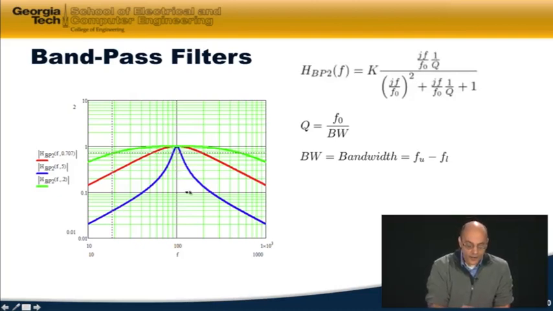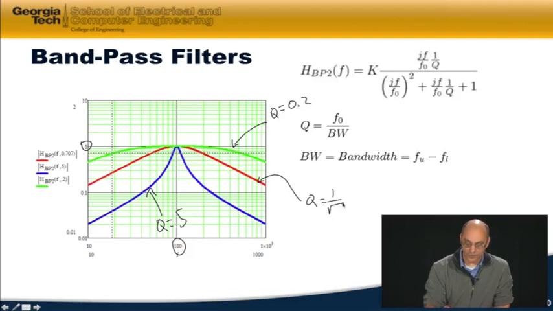Now, you can see that I've plotted on this graph, again, 3 plots so we can compare how Q is changing the behavior of the filter transfer function. All 3 of these bandpass filters have a resonant frequency, or F0, of 100 Hz, and they all have a K of 1. But the blue curve has a quality factor of 5. The green curve has a quality factor of 0.2, and the red curve has a quality factor of 1 over the square root of 2.